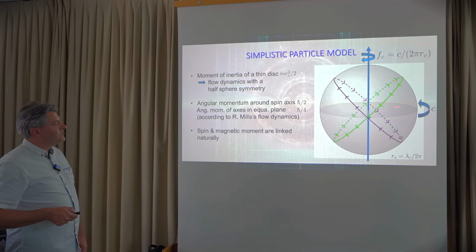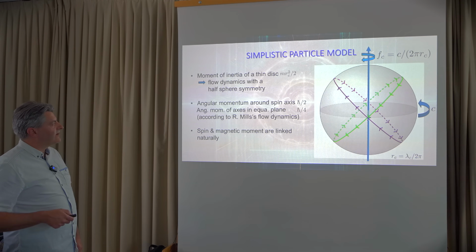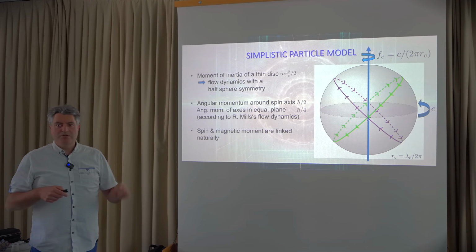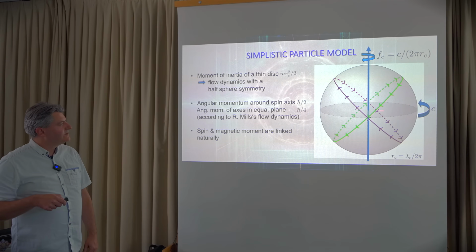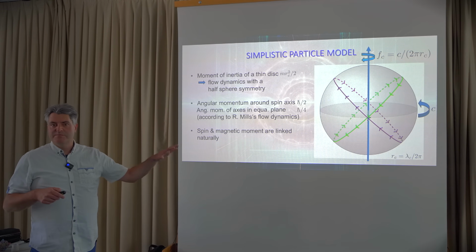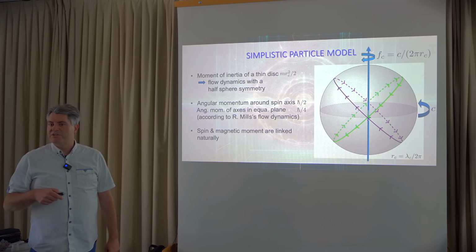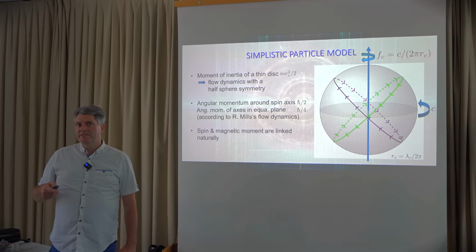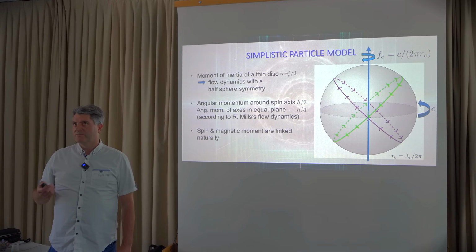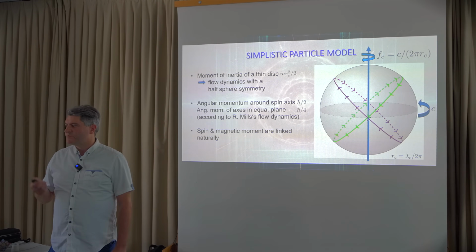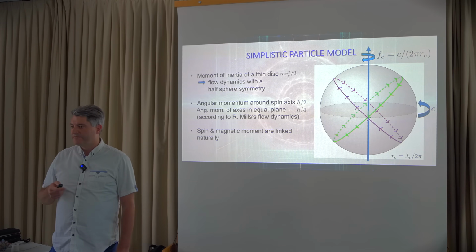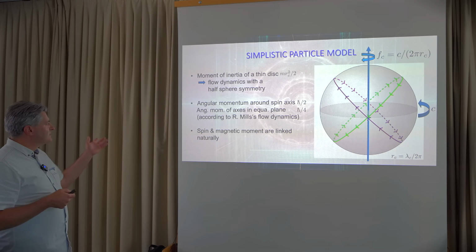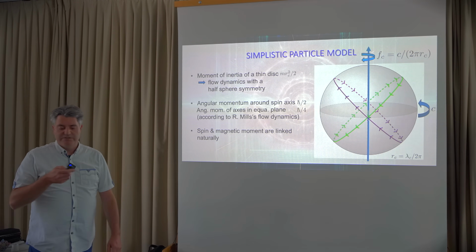There is also another angular momentum component. The spin axis has h bar half, which is a typical spin. But according to Randall Mills, who is working with a similar model, there is also another angular momentum component on any axis that lies in this plane, and that would have an angular momentum of h bar divided by 4. With that additional component, it should be possible, according to Randall Mills, to also explain the Stern-Gerlach experiment of quantum physics in a classical way. So that's the next very interesting thing. Moreover, spin and magnetic moment are linked very naturally in this simple model.